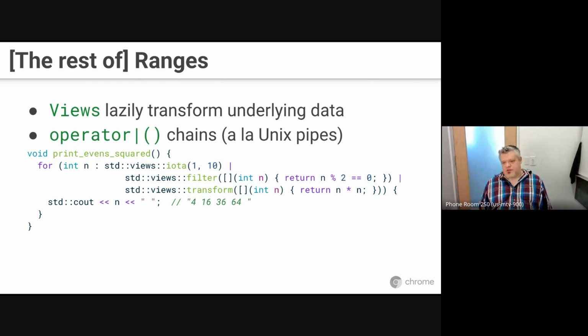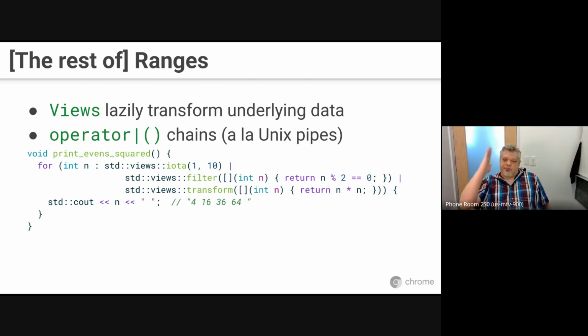I mean, obviously this is kind of arbitrary and constructed, but just to show off some views, you have views iota that generates numbers, in this case from 1 up to, but not including 10. You have filter that drops elements out of the underlying range. You have transform that modifies the values of the range.